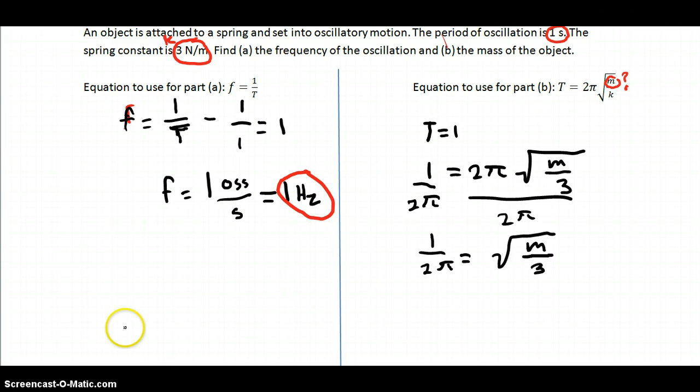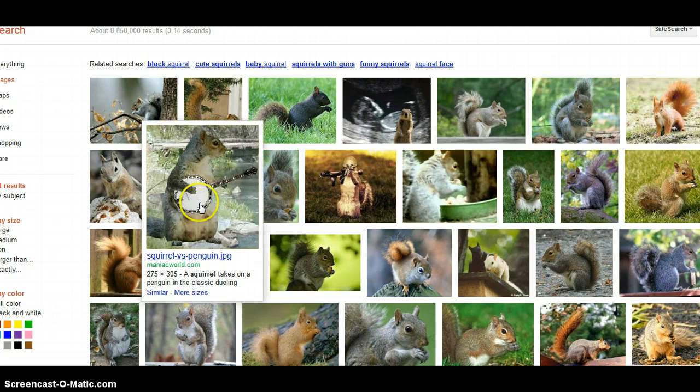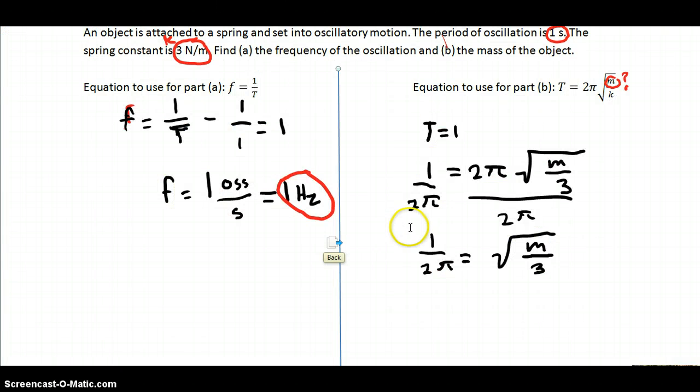And for those of you who are having trouble paying attention, right here is a squirrel playing a banjo. So for those of you who struggle with ADD, oh look, there's a squirrel. Now back to our problem.